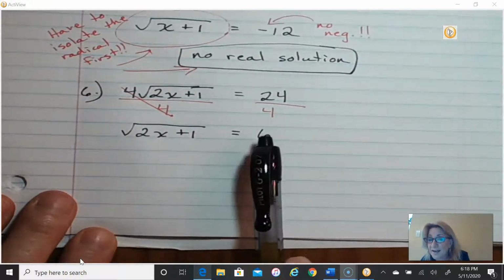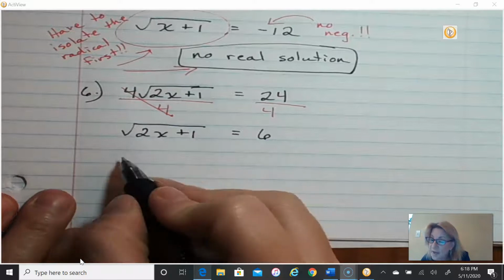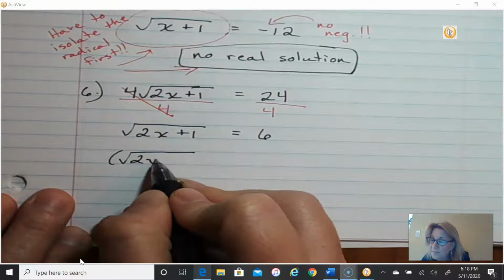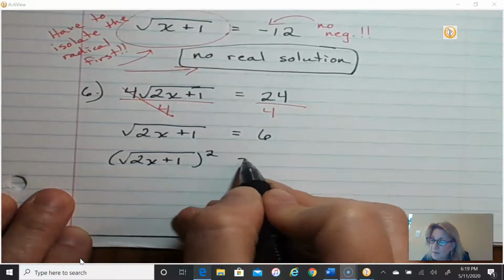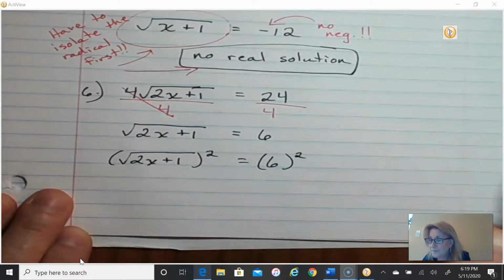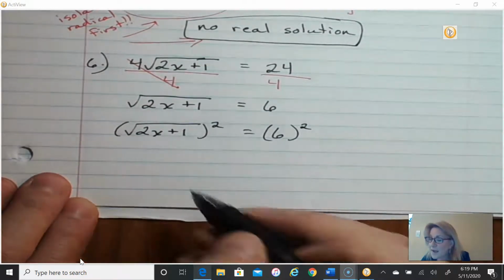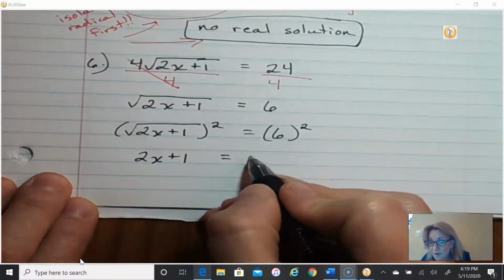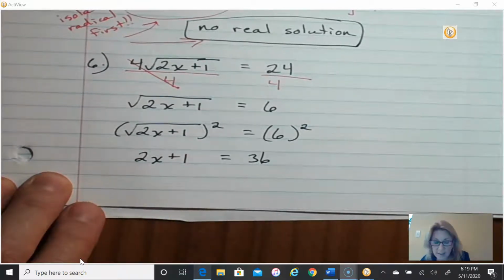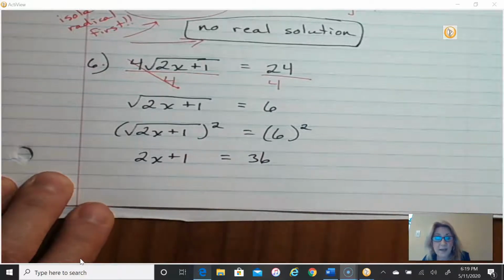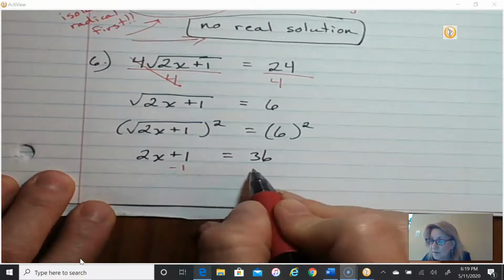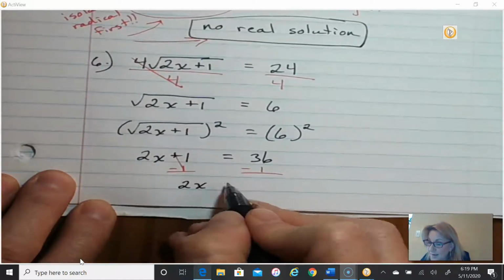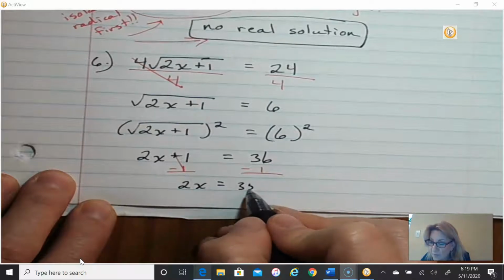Okay, this is not a negative, so we can move on. So now we're going to square both sides. Once we square that, we're left with just plain old 2x plus 1, and 6 squared is 36. All right, we need to get rid of that 1, because we've got to isolate the variable. Minus 1, and I'm left with 2x equals 35.